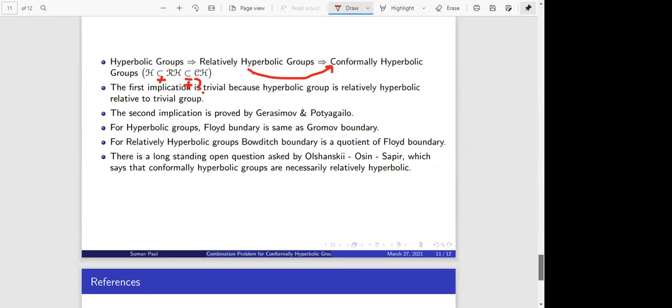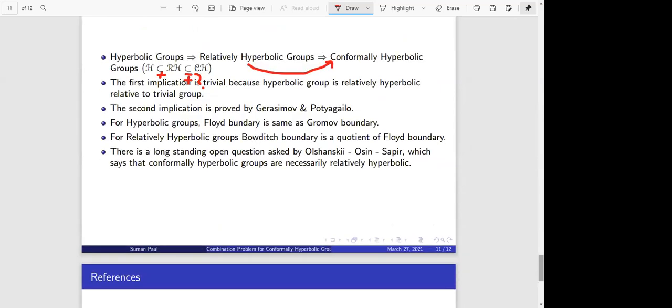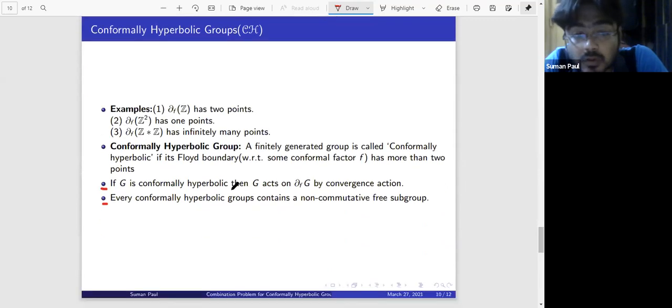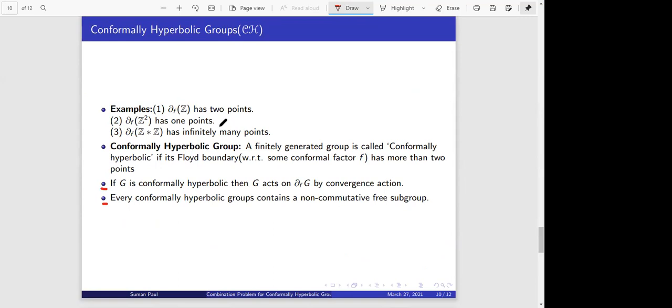Yeah. So what about Z direct sum Z? You said it's conformally hyperbolic, right? Z direct sum Z? No. Z direct sum Z has 1 point. Okay, sorry. That's it. Sorry.